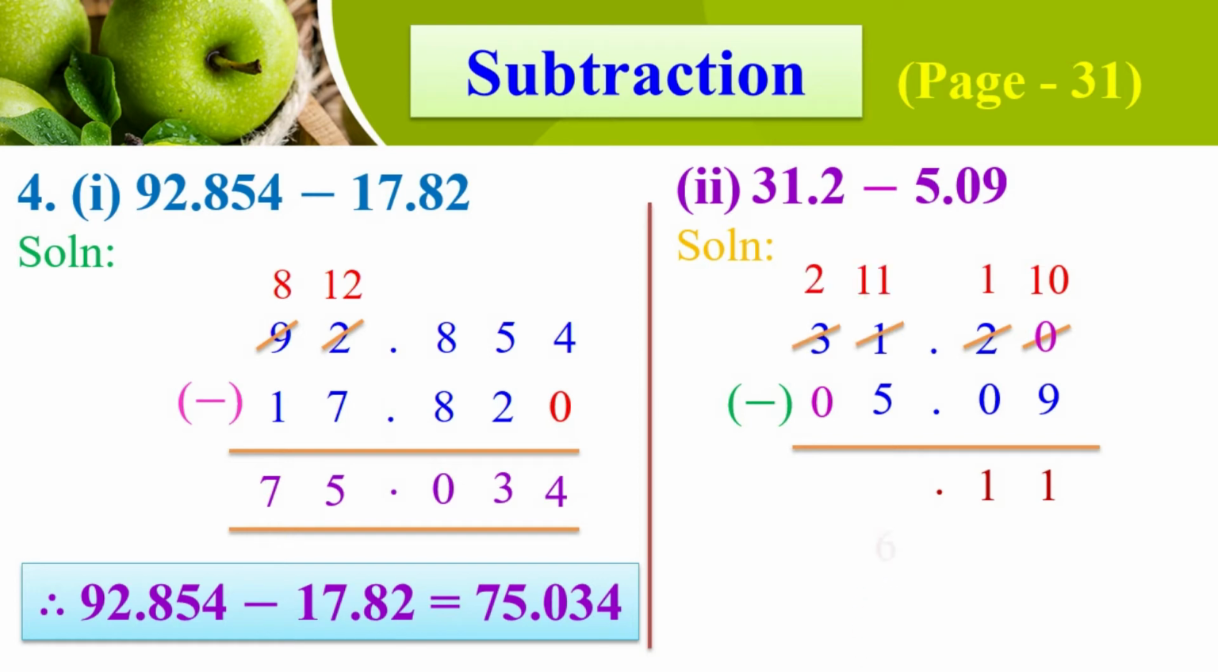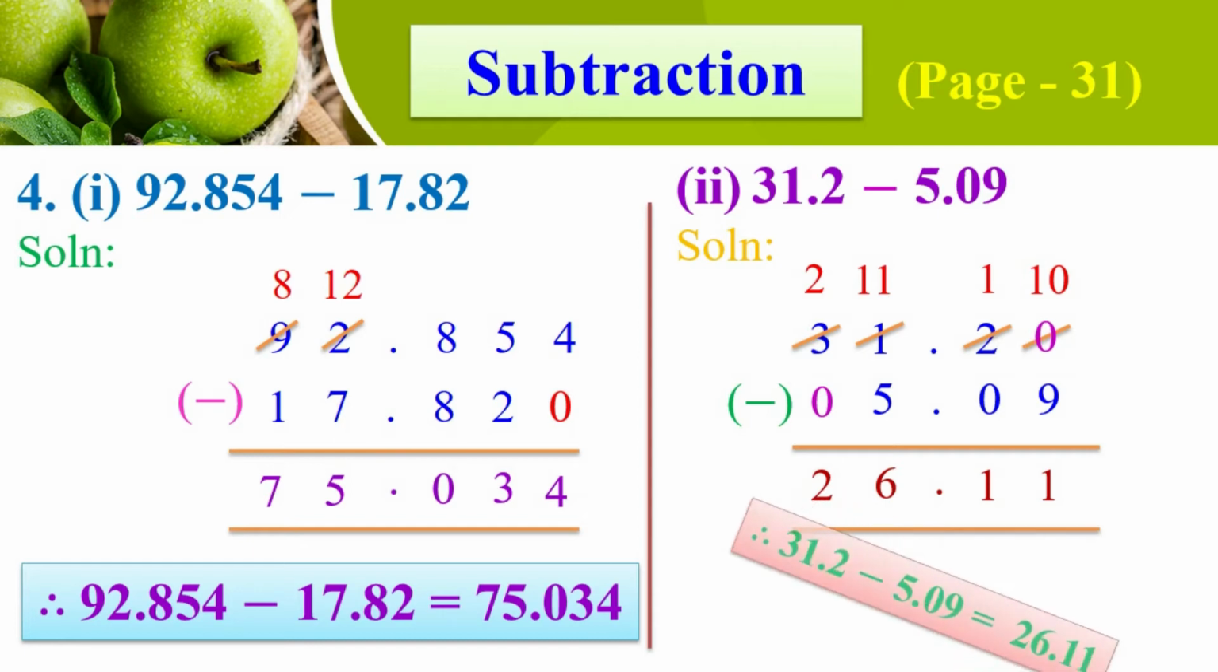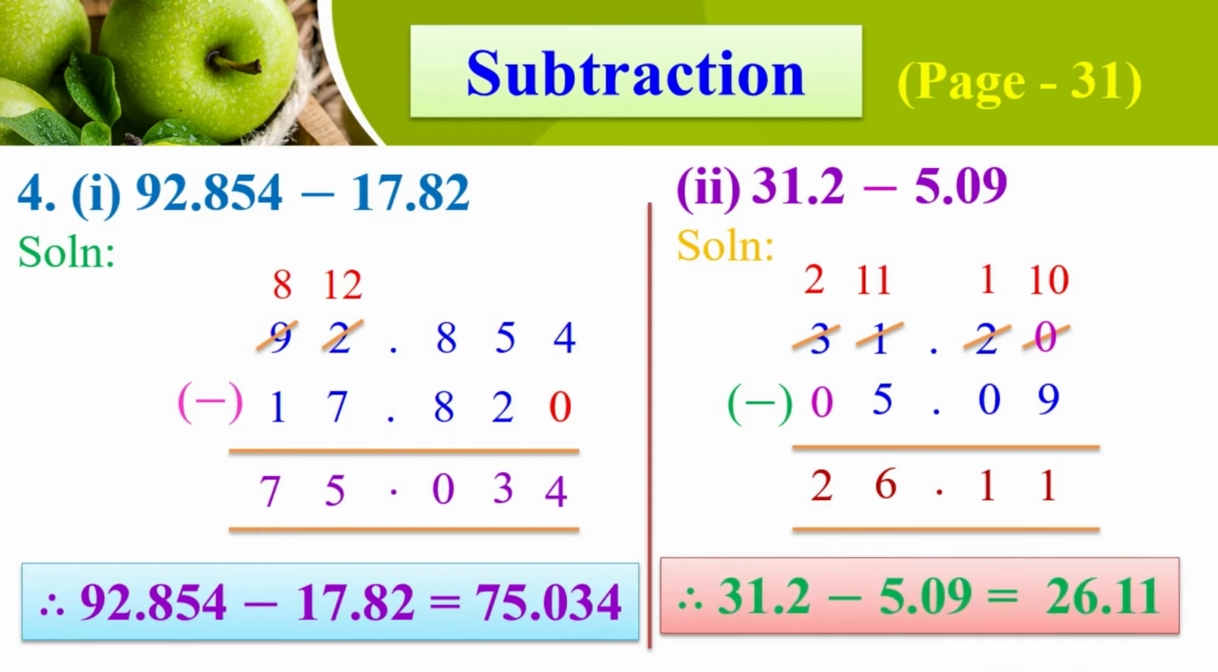cannot subtract. Borrow from 3. 11 here. 11 minus 5, 6. Here 2. Therefore, 31.2 minus 5.09 is equal to 26.11.